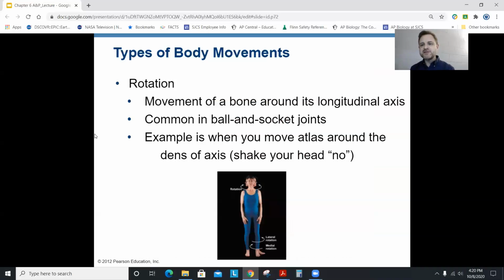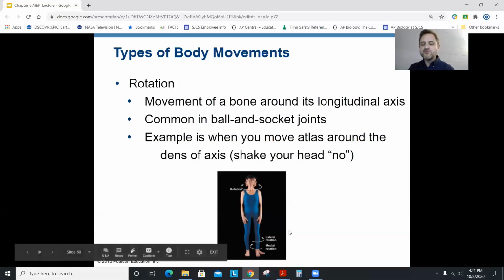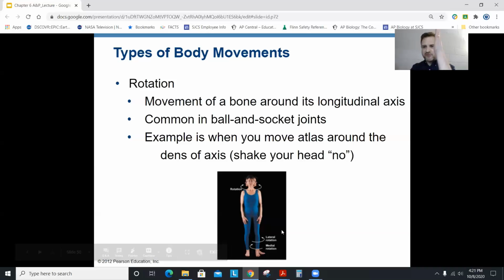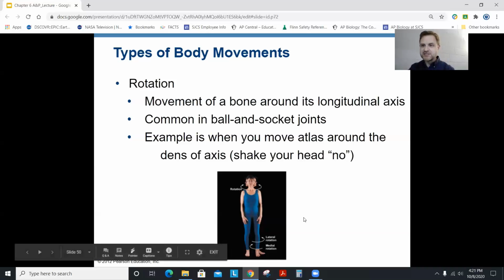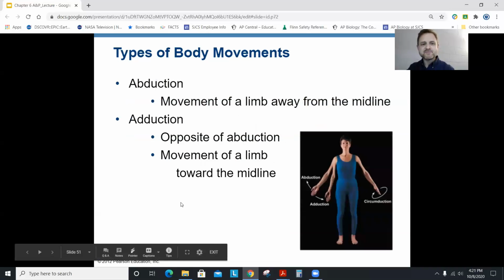So rotation. Shaking your head no, that's rotating your head. It's common in ball and socket joints. This is when you're moving a bone or a series of bones around the longitudinal axis, like you're shaking your head no. That's a rotation. You can rotate your legs too, around the up and down axis.